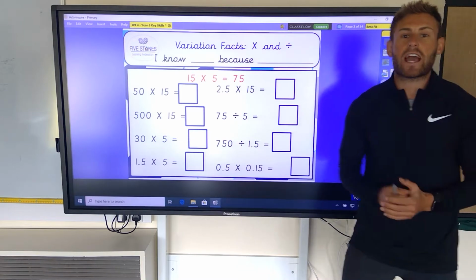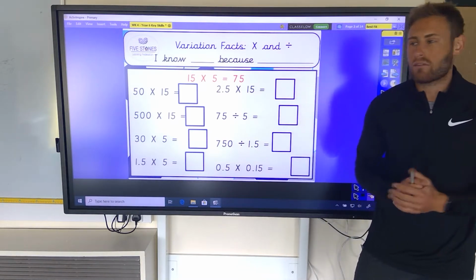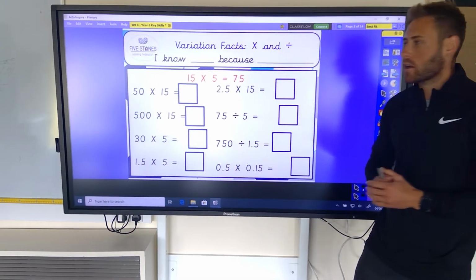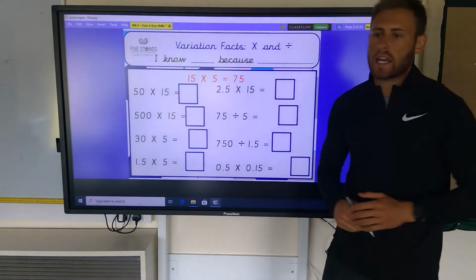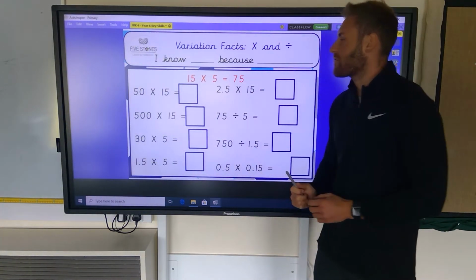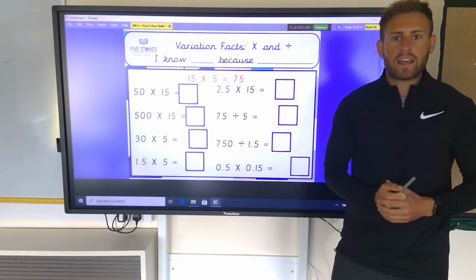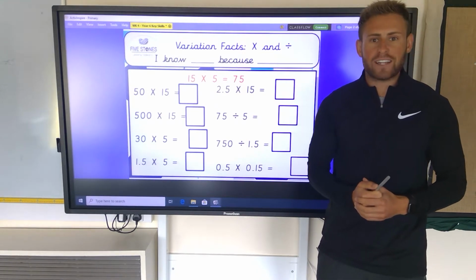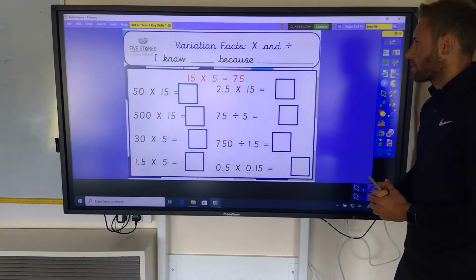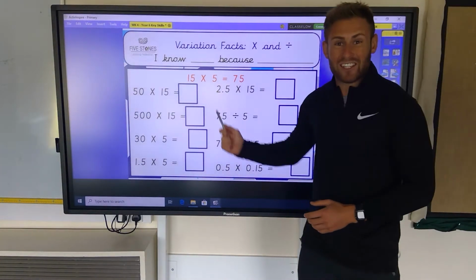And this is an activity I know that you are familiar with. It's our variation facts. And we're going to be working from a completed equation here of 15 times 5 equals 75. So just double check that you're happy that that is a correct fact. Great, that is a correct fact.